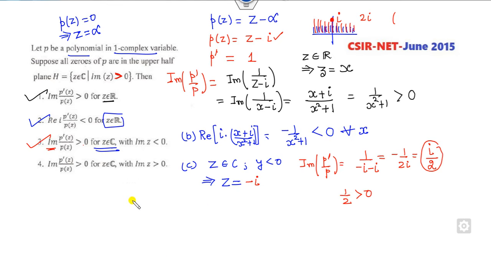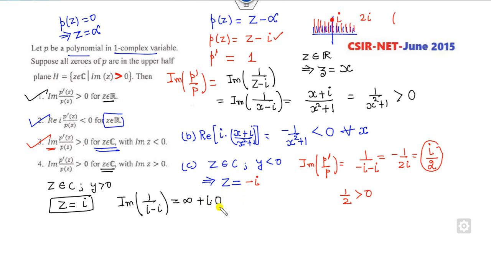Satisfied. Look at this one. The collection of all those z in C such that y is greater than 0. I can take z is iota because y is 1. So what is the imaginary part of 1 over iota minus iota? So what is that? It's infinity. What is the imaginary part? Imaginary part is 0. But it said strictly greater than 0, and it is not greater than 0. So this option is cancelled. A, B and C are the correct options of this problem.